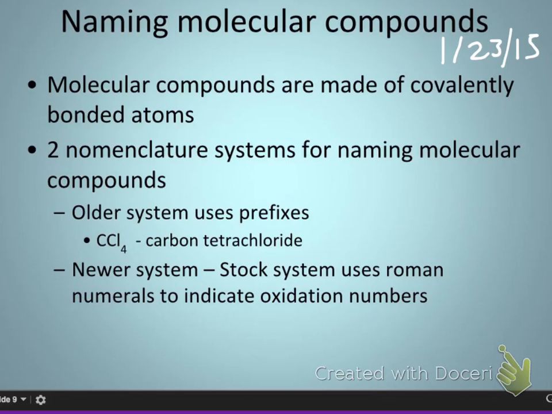The newer system is the stock system. That's the system that you were using for the D block, where you're identifying the charge, in essence, on the positive ion in that case. In the stock system, you're identifying the oxidation number on the thing that is giving up electrons. We haven't learned oxidation numbers yet. We will do that before we talk about the stock system for molecular compounds.